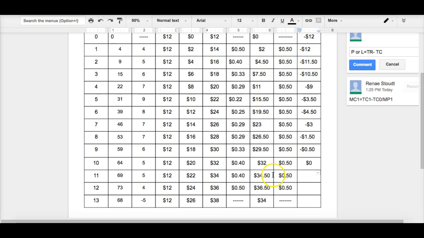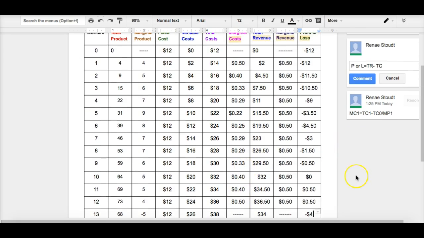11 workers, we're going to subtract $34.50 minus $34 to get a profit of 50 cents. Woohoo! And for 12 workers, we're going to subtract $36.50 minus $36 to get a profit of 50 cents. And last, for 13 workers, we're going to subtract $34 minus $38 to get a loss of $4.